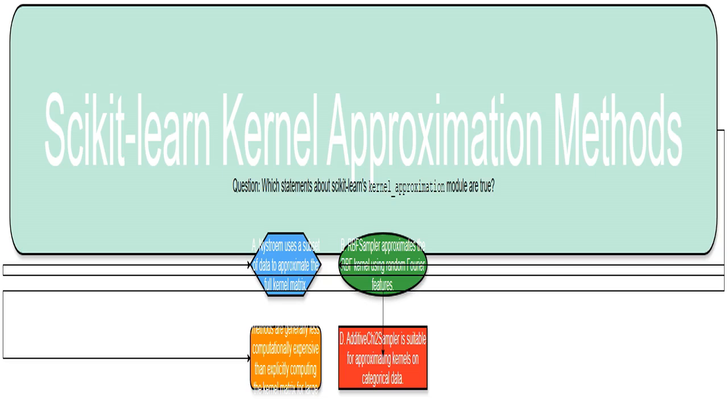Nystroem works by selecting a smaller, representative sample of the data. Then, it uses this subset to construct an approximation of the complete kernel matrix. It's like building a smaller, representative model of the entire dataset to make calculations faster.